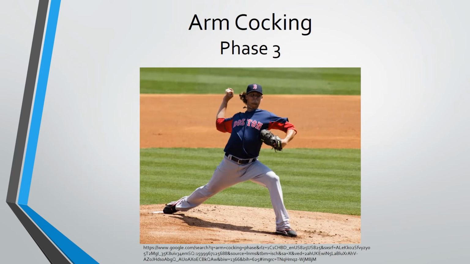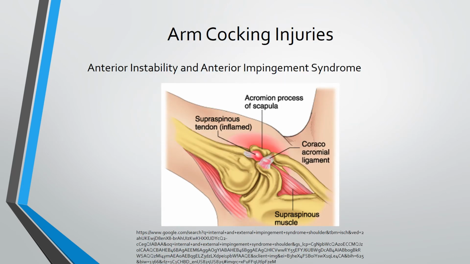The arm cocking phase is the third phase of the throwing mechanism. Arm cocking injuries include anterior instability and anterior impingement syndrome. This occurs when there is not enough space between the acromion and the humeral head, and the supraspinous tendon becomes inflamed.